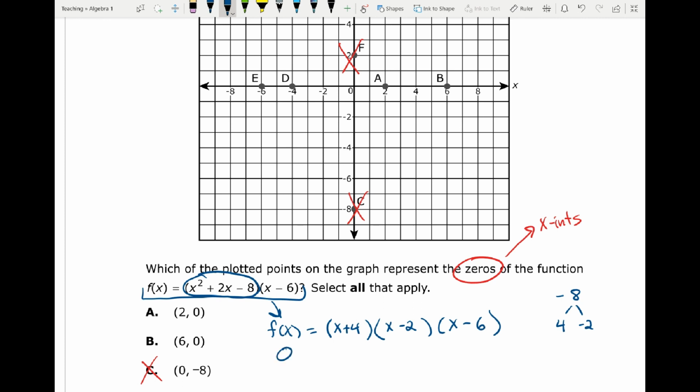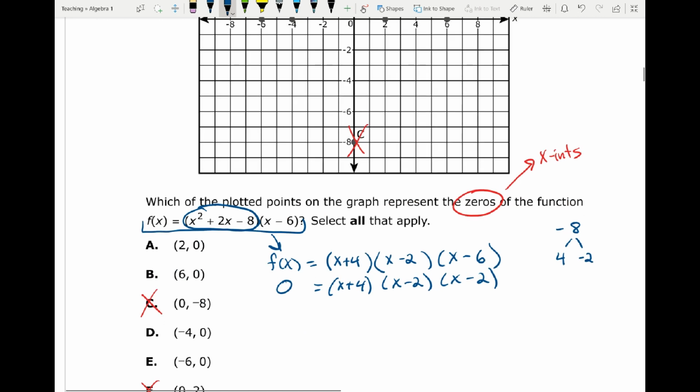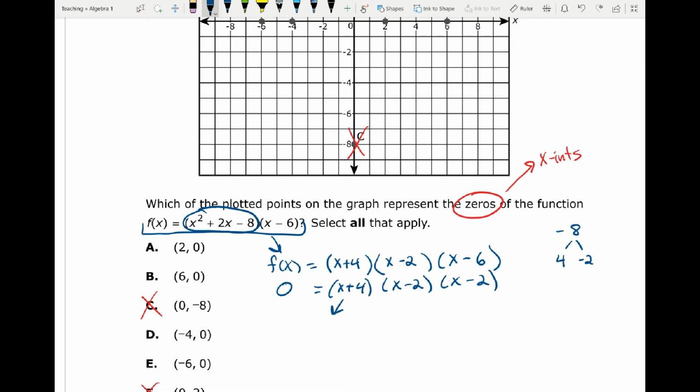Now we have the zero product property because we're looking for zeros. So we just rewrite that entire function and set it equal to 0. Zero product property says that if I have a bunch of products equaling 0, at least one of them has to be 0. Therefore, I can just set each of those parts equal to 0. So we have x plus 4 equals 0. We have x minus 2 equals 0. And we have, oops, I rewrote that wrong. Let's take a look at that. That is 6. So we have x minus 6 equals 0.